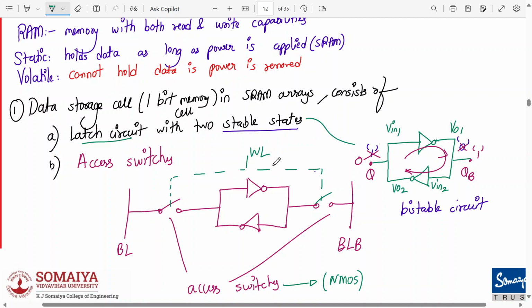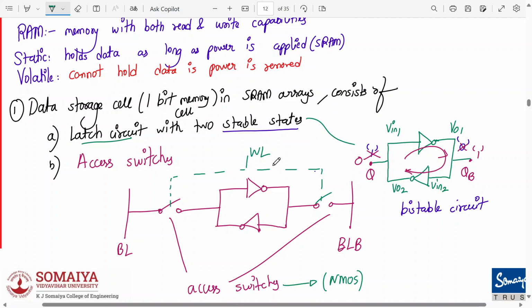That will be controlled by the row address selection signal, so that we'll see later. But so far, whatever we have shown over here, is it understood to you? Did you understand this? This is the general structure, a symbolic representation of a two inverter latch. Any doubt over here?